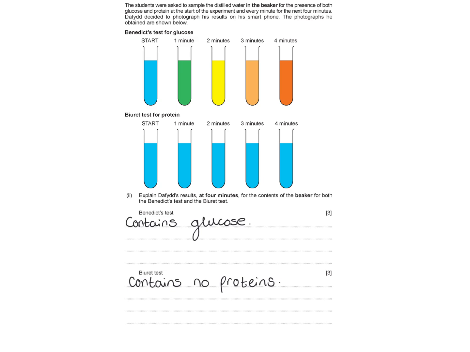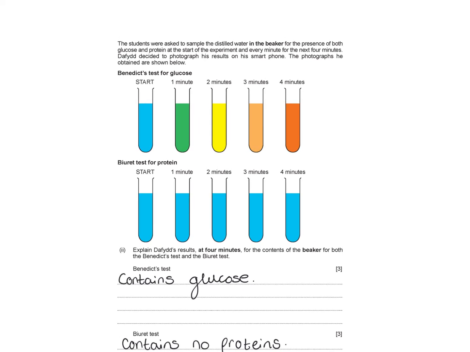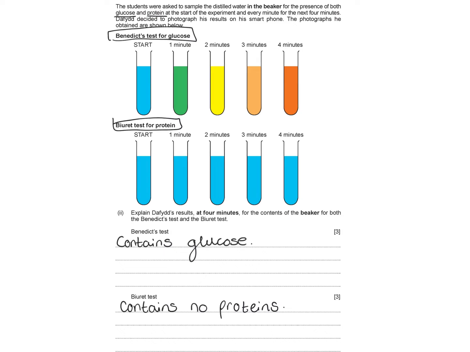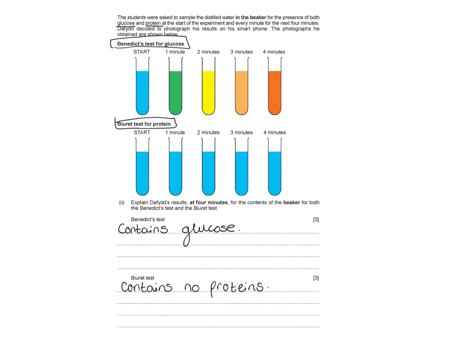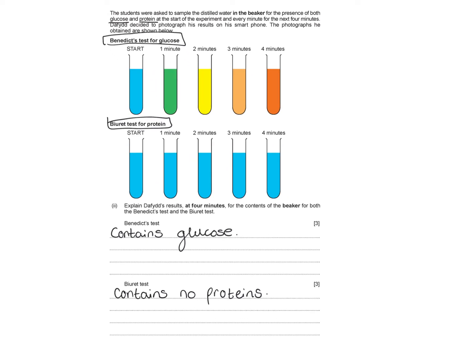So the first thing you've got is students have a sample of distilled water in a beaker, tested for the presence of both glucose and protein at the start of the experiment and every minute for 4 minutes. David decided to photograph his results on his smartphone and the photographs obtained are shown below, okay? And they even went as far as to tell you that Benedict's tests for glucose, Biuret tests for protein. Explain David's results at 4 minutes for the contents of the beakers of both, okay?